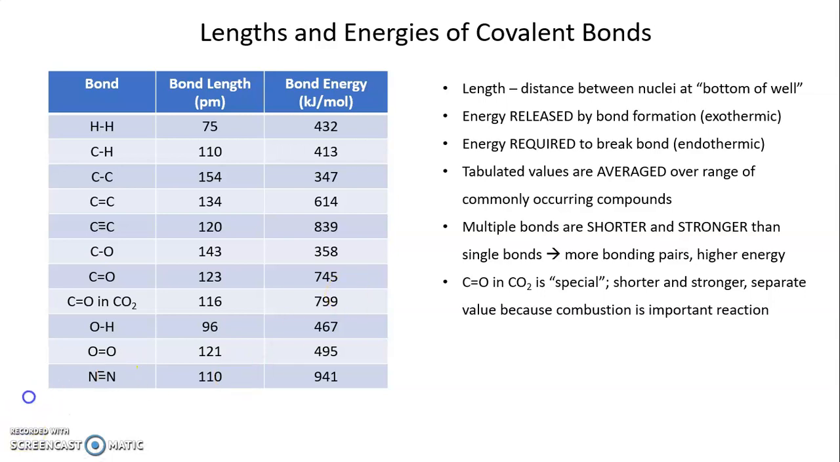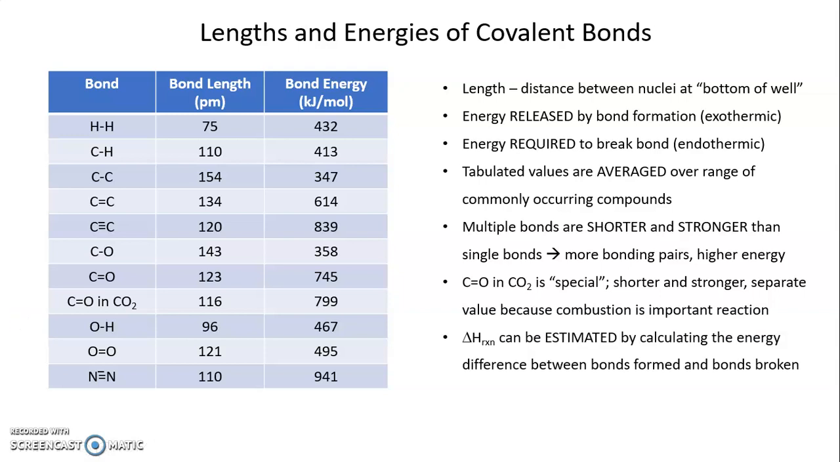Okay, the last topic that we're going to talk about here is how to use these values to estimate enthalpies of reactions. So reaction enthalpies can be estimated by just taking the difference in energy between the bonds broken and the bonds formed, right? You can think of having the reactants on one side. If you break all the bonds in the reactants to separate the atoms, and then put them all back together to form the new bonds in the products, both of those have associated energy changes. Breaking the bonds requires energy, forming them releases energy, and we can simply calculate the difference between the bonds broken and the bonds formed.